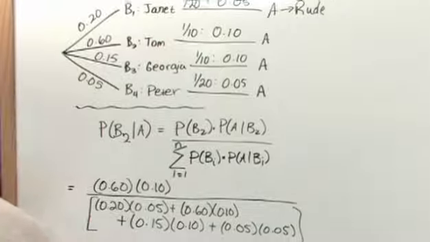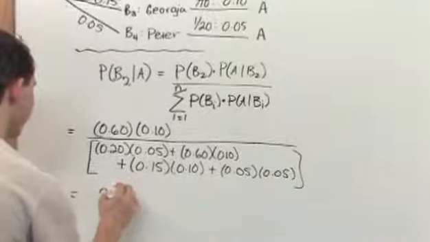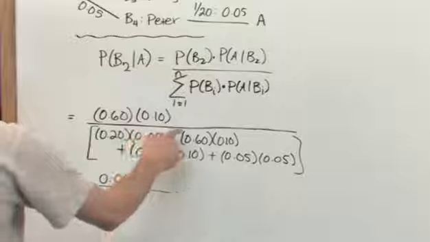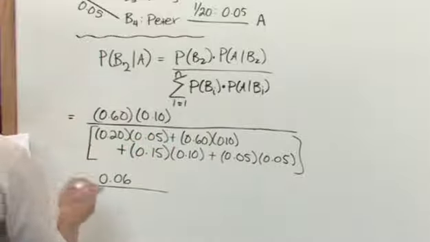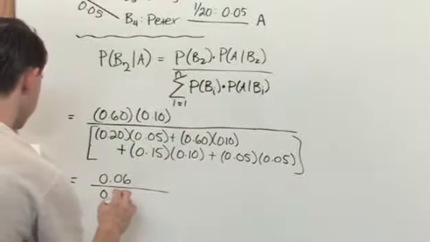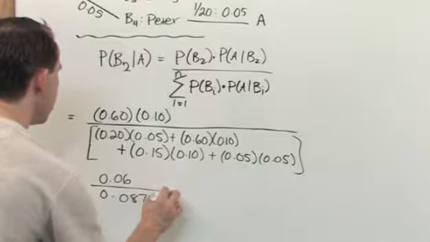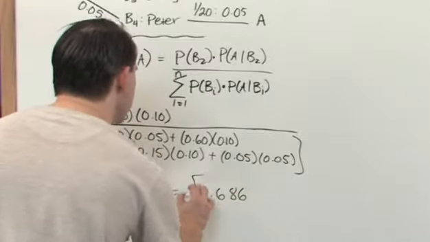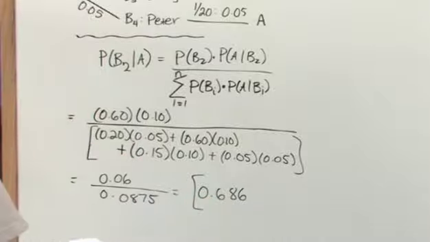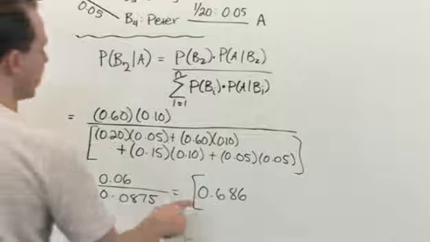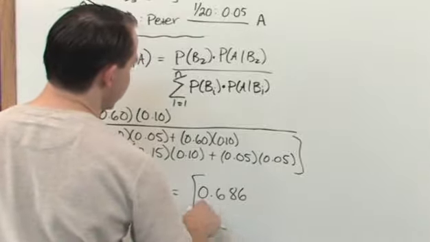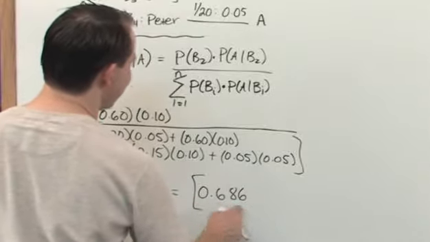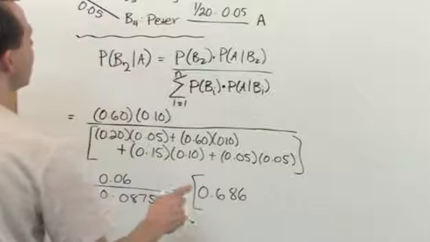So when you do it, on the top you're going to get 0.06, and when you actually multiply all these numbers and add them all together, what you're going to get on the bottom is 0.0875, and when you do this division you're going to get 0.686. So the probability that Tom was our doctor was 0.686, very, very high, because probabilities go from 0 to 1, so this is over 50%. This is a 68% chance that Tom was our doctor.